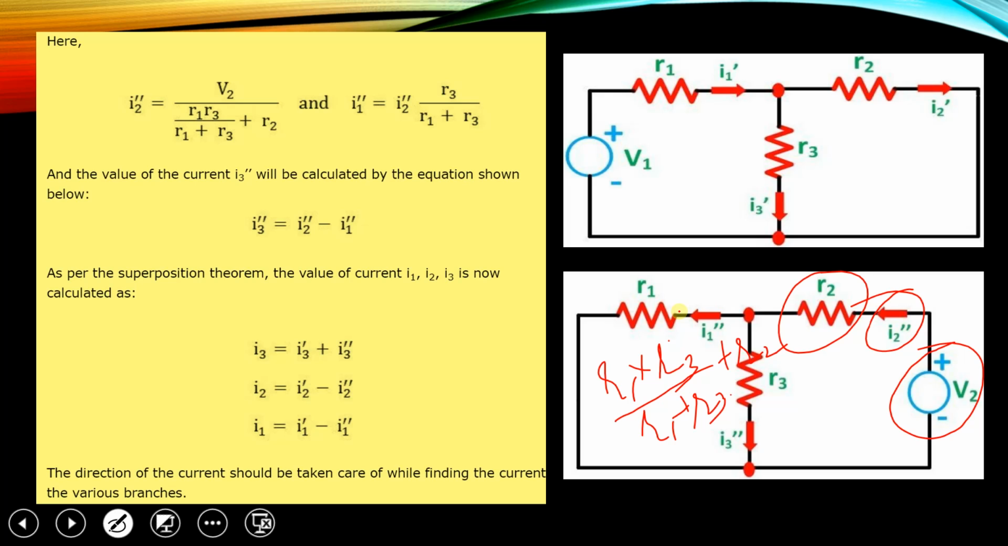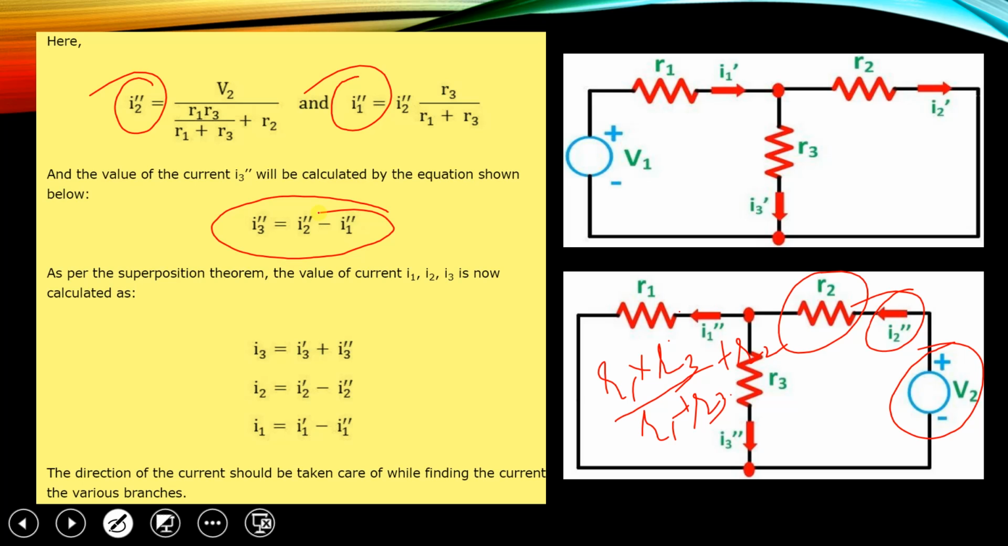Similarly, we find I1 double dash. I1 double dash is equal to the I2 double dash current, which we found here, into R3 upon R1 plus R3. So this is how we find I2 double dash and I1 double dash. Similarly, as in the previous case, I3 double dash is the difference between the two currents, I2 double dash minus I1 double dash. Now we find the values of currents in both the circuits. When we are considering V1, we find I1 dash, I2 dash and I3 dash.